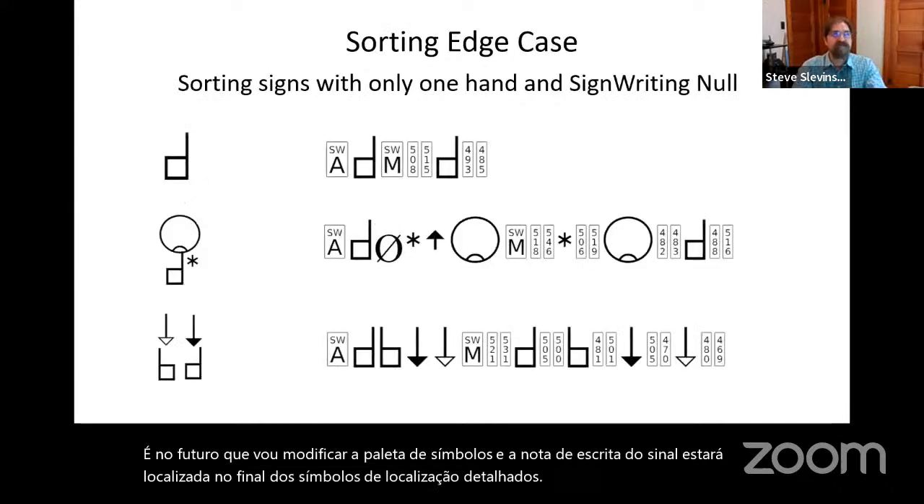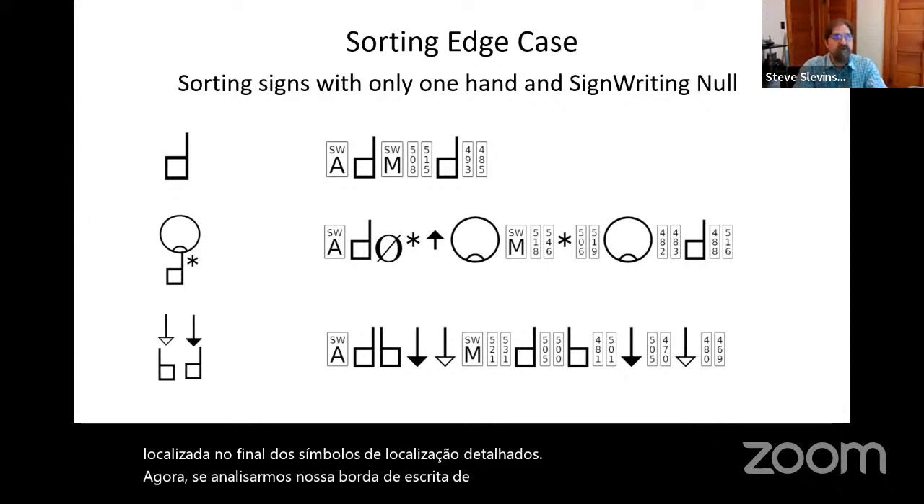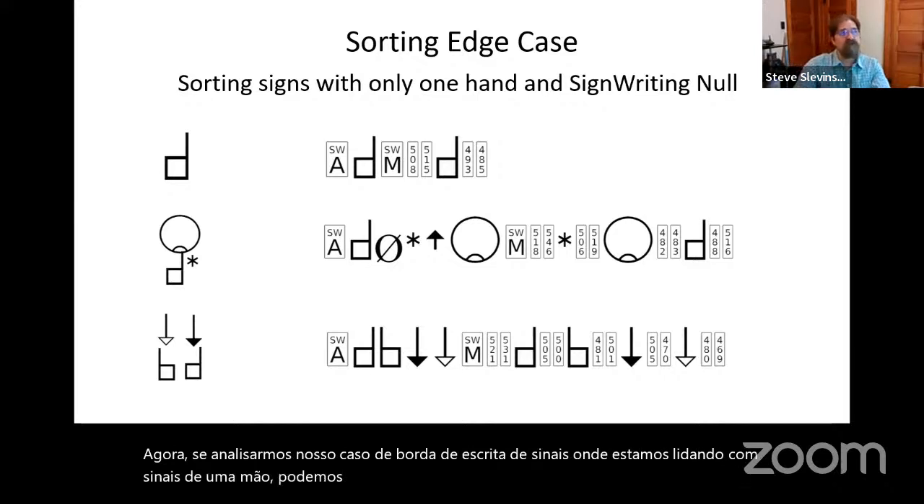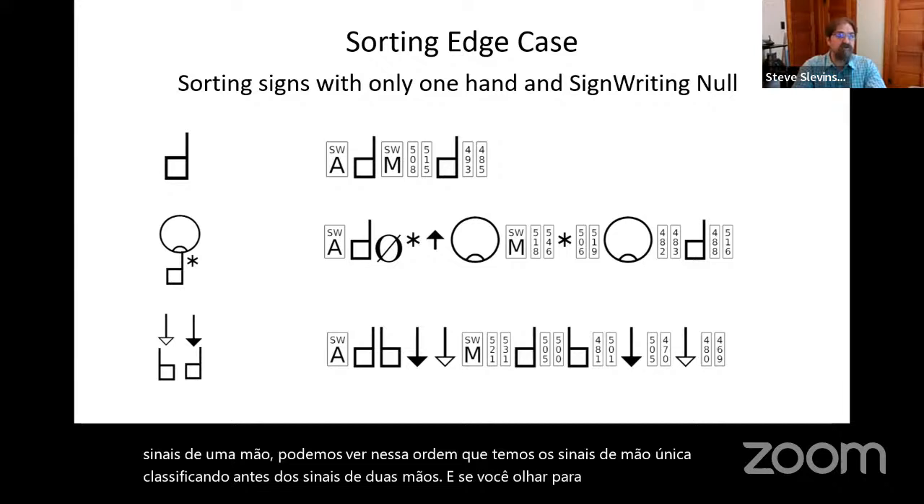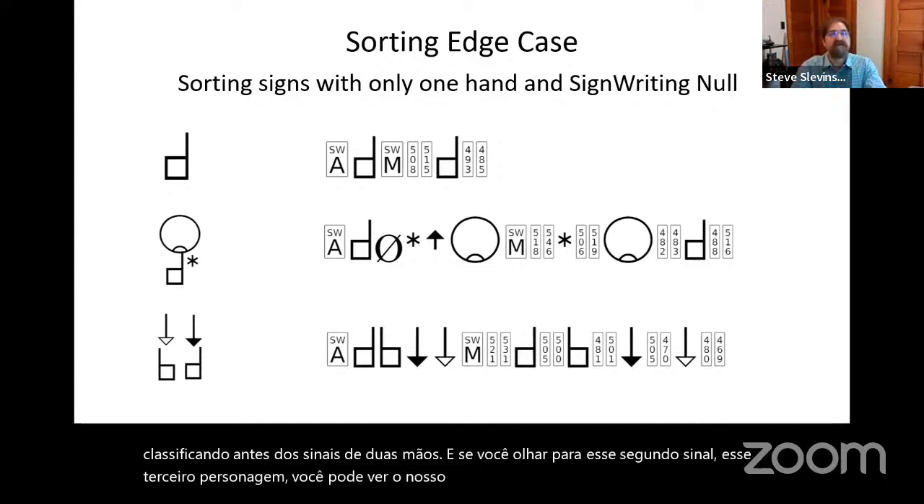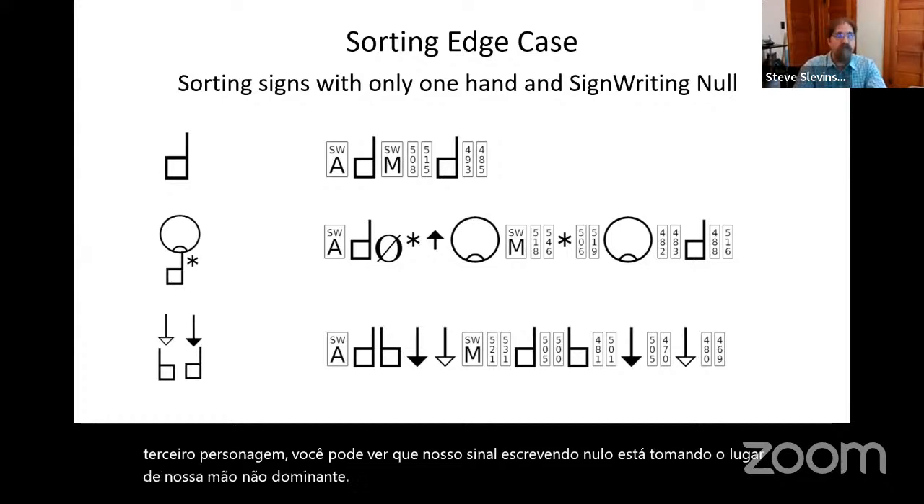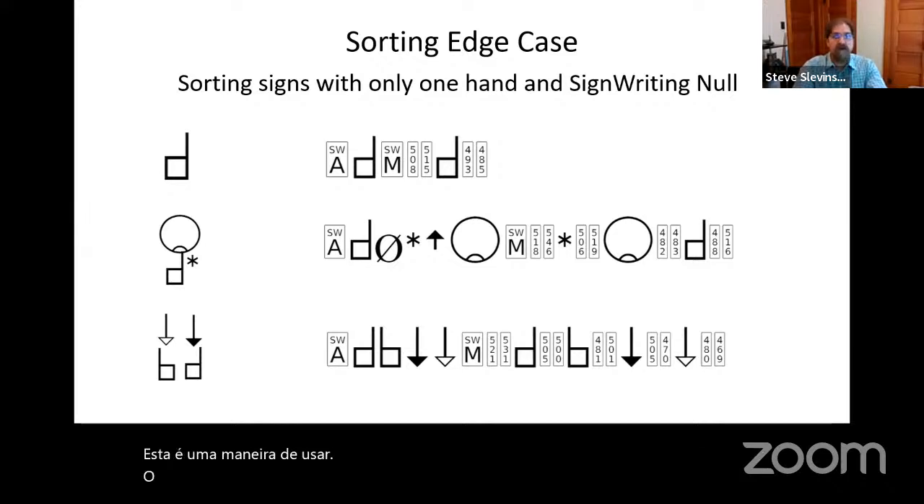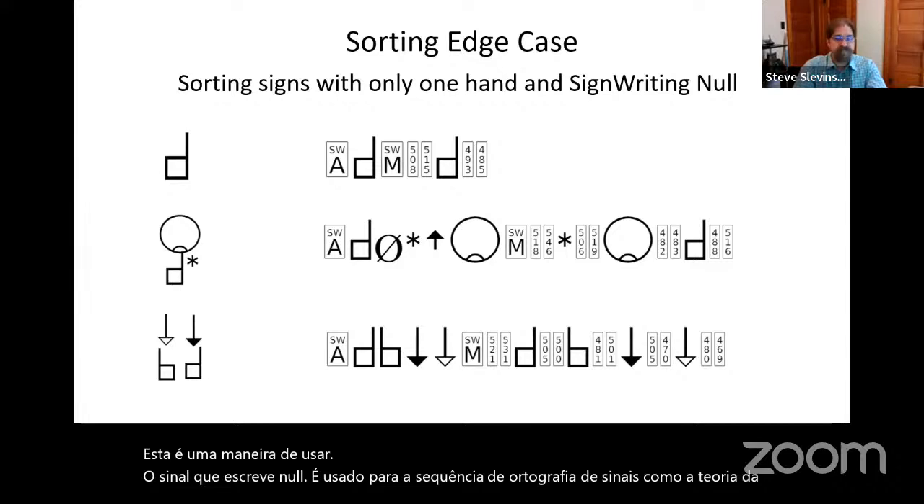Now, if we review our SignWriting edge case where we're dealing with one-hand signs, we can see in that order that we do have the single-hand signs sorting before the two-hand signs. And if you look at that second sign, that third character, you can see our SignWriting Null is taking the place of our non-dominant hand. This is a way to use the SignWriting Null. It's used for the sign spelling sequence as the theory of sorting, and I'm excited to use it.